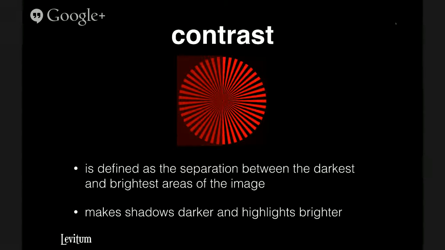So the next one is contrast. It's defined as the separation between the darkest and the brightest area of an image. In contrast, we make the shadows darker and the highlights brighter. So it increases the degree of separation with this particular control.